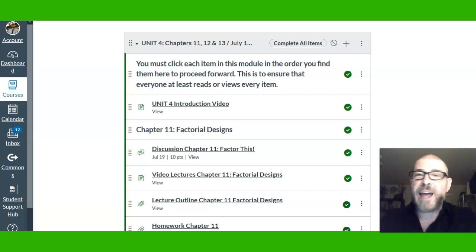This is our next to last unit, so we're getting close to the end here. In this unit you can see we have three chapters, 11, 12, and 13. The first chapter, chapter 11, is on what are called factorial designs. These are going to be the most complex sort of designs that we're going to cover in our course.